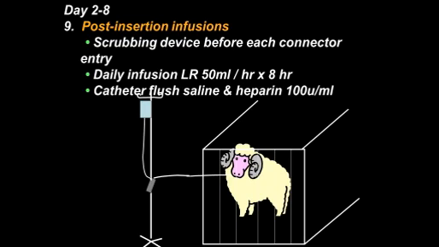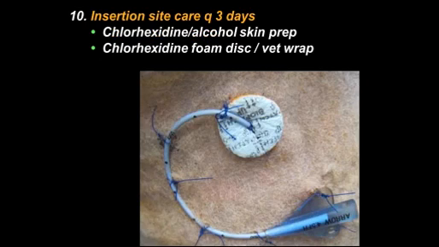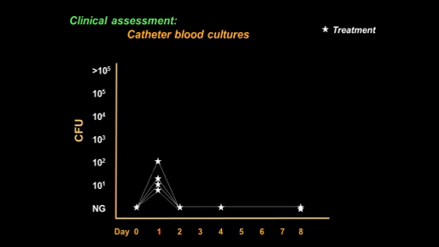Prior to entry of the line, a scrubbing device was used before each connector entry. Following the infusion, the catheter was flushed with saline and heparin 100 units per mil. The insertion site care was done every 3 days with chlorhexidine and alcohol skin prep, and the application of a chlorhexidine foam disc followed by vet wrap. These procedures were done the same as we would be following in the patient care area. I was very particular about protecting the extraluminal surface so as to not interfere with the evaluation of the intraluminal colonization. For catheter assessment, let's take a look at what we found.